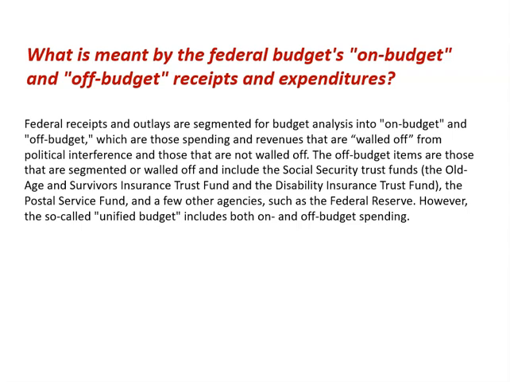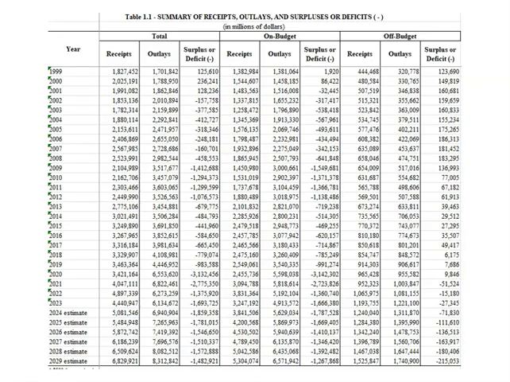Age and Survivors Insurance Trust Fund and the Disability Insurance Trust Fund, the Postal Service Fund, and a few other agencies, such as the Federal Reserve. However, the so-called unified budget includes both on- and off-budget spending. Take a look at this table, which shows federal expenditures and receipts by on- and off-budget accounts.